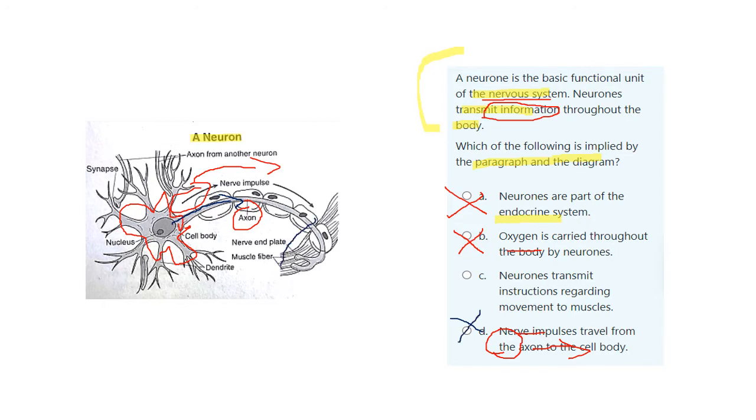Now, what do we have here? We have muscle. So we have muscle fiber. Neurons transmit instructions regarding movement to the muscles, things that the muscle needs to do. So C is the correct answer.